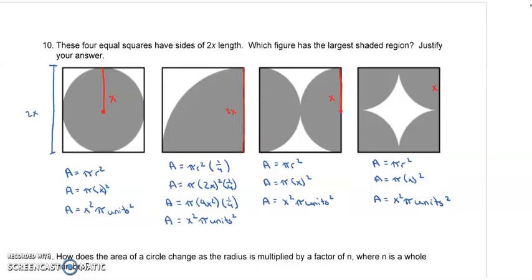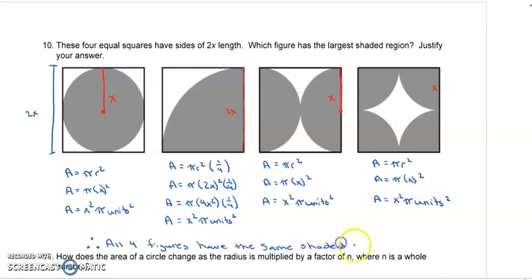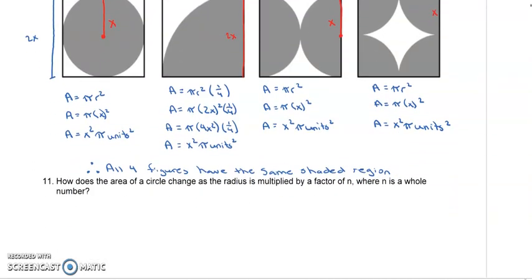All right, so we have now found the area of the 4 different shaded regions, and what do we notice? They're all the same. Absolutely, and if we look at their radius, we can actually see those 3, the first one and the last 2, have all the same radii. So we see that all 4 figures have the same shaded region. So they all look very different, but they're going to take up the same amount of space within that box.